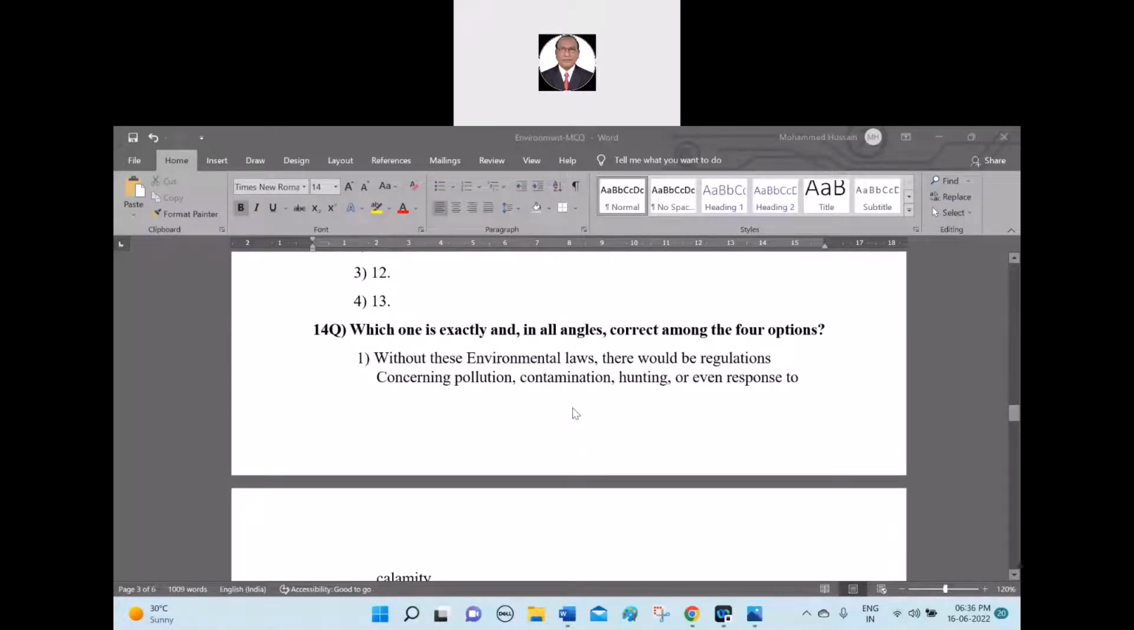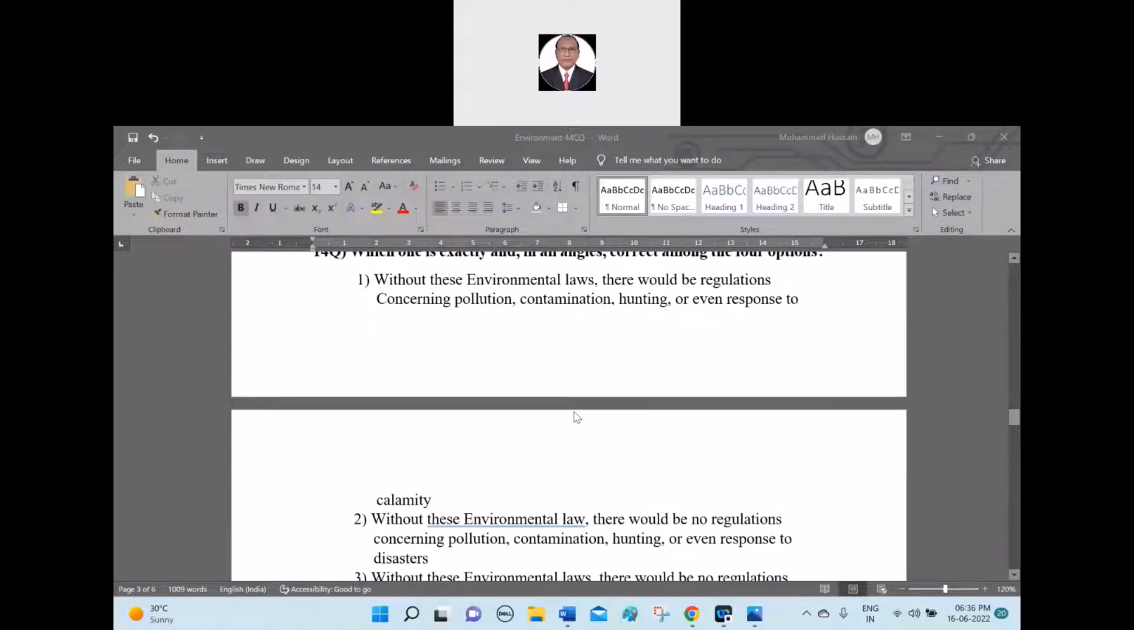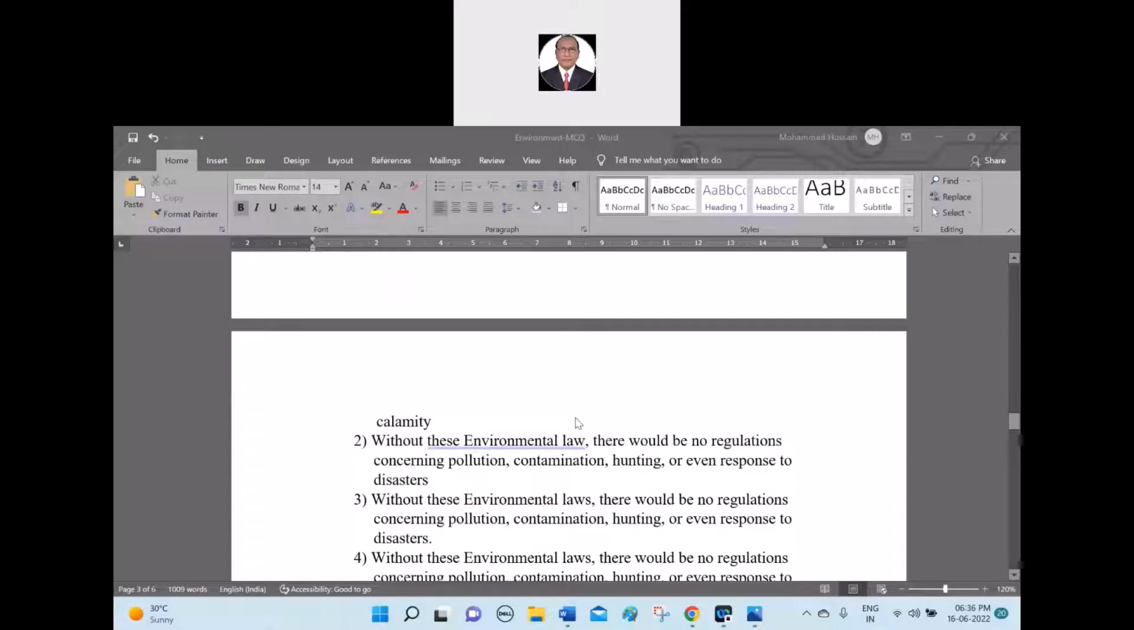So 14th question. Which one is exactly and in all angles correct among the 4 options? Number 1. Without these environmental laws, there would be regulations concerning the pollution, contaminations, hunting, or even response to calamity. Number 2.